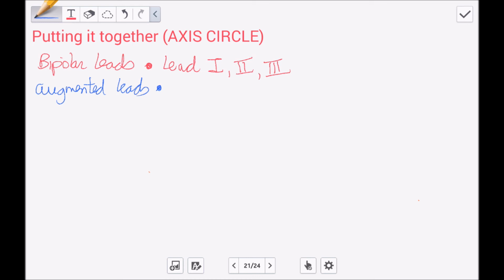For the augmented leads, remember, which corners of the triangle do they point to? We have AVR, because one of them points towards the right hand. We have AVL, because one points towards the left hand. And we have AVF, because one points towards the floor, or towards the foot. That's one way to remember that. And again, remember the vector of how electricity flows: top, down, right to left.